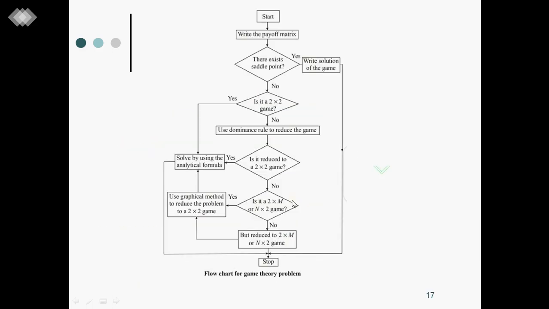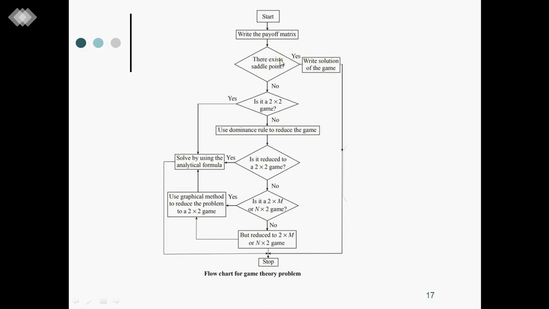Let us come back to the flow chart. Once it is reduced to 2 cross m or n cross 2, you can use the graphical method. From the graphical method, the game can reduce to 2 cross 2. Then again the formula method, stop. That's all. These are all the possibilities.